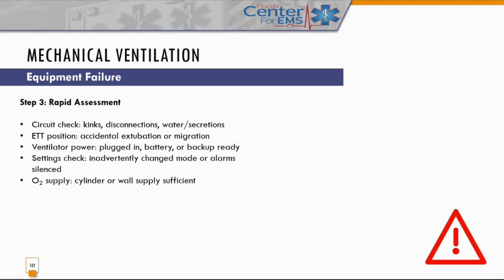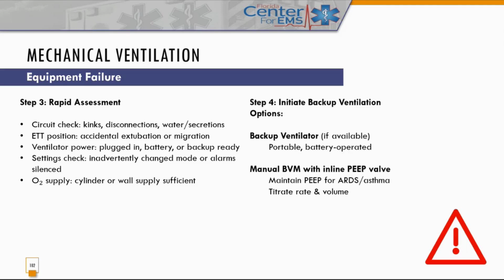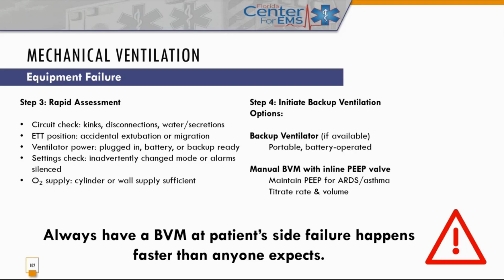Circuit checks, equipment failure, you can potentially have that. It's almost always going to be related to the circuit or to the ET tube. Not really much of the others end up having a problem. And initiate backup ventilation, that's the BVM, or a second ventilator, which probably won't always be an option. Always have a BVM at the patient's side. Failure happens faster than anyone expects. You get caught off guard. That's why people shouldn't be writing reports, and the people in the back should not be distracted. Somebody needs to be watching what's going on at all times.